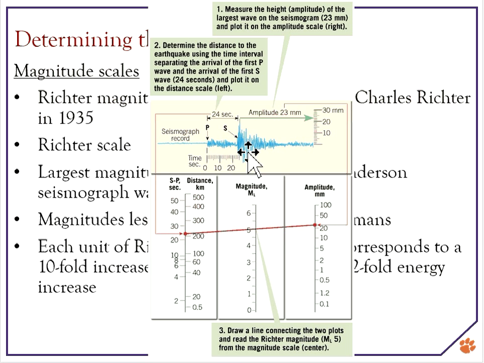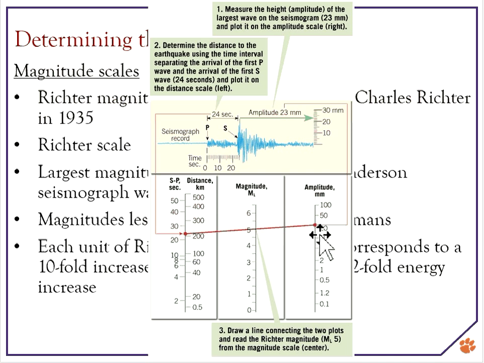Then we go for the largest amplitude we see on this seismogram, which is right in here. We measure that amplitude, which is 23 millimeters. So we go to the right side of the scale and mark 23 millimeters of this largest amplitude of the wave.